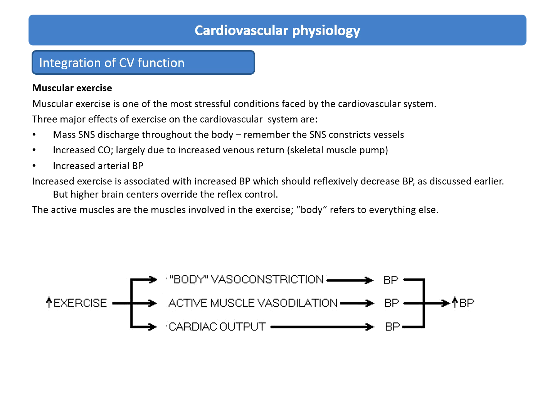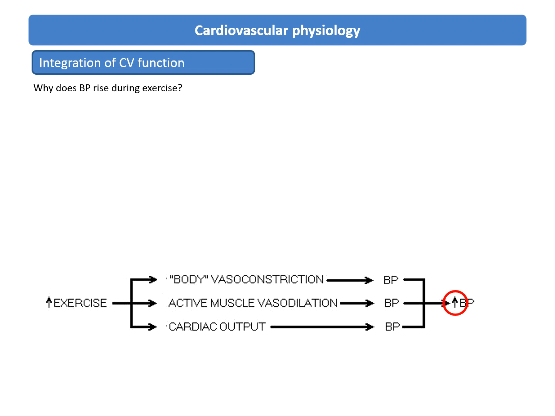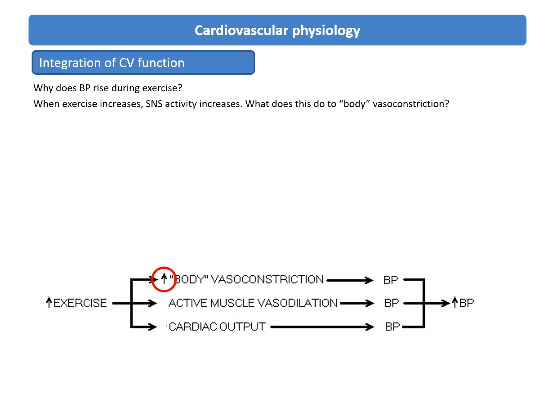The active muscles are the muscles involved in the exercise. I'll use body referring to everything else. Does blood pressure rise during exercise? When exercise increases, the sympathetic activity increases. What does this do to body vasoconstriction? It causes an increase in the vasoconstriction.